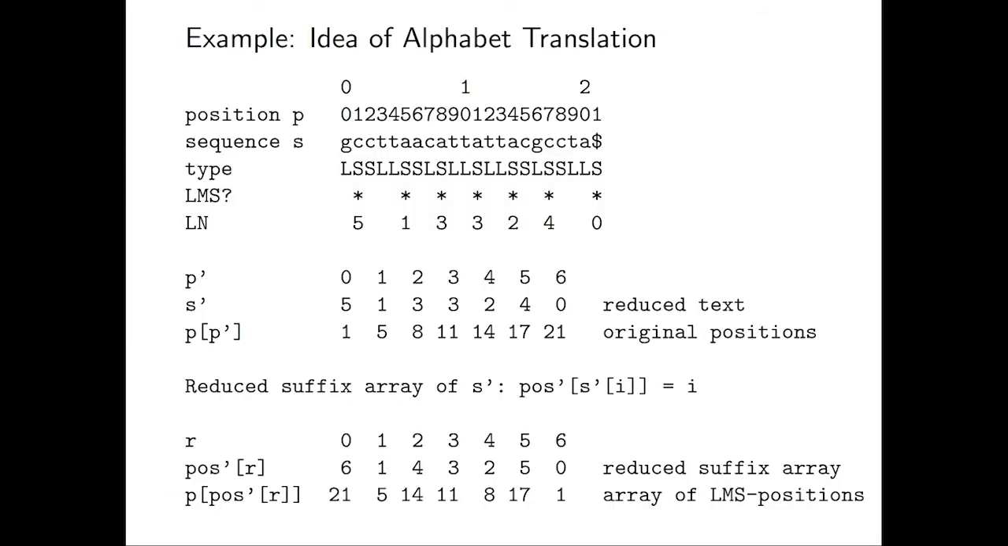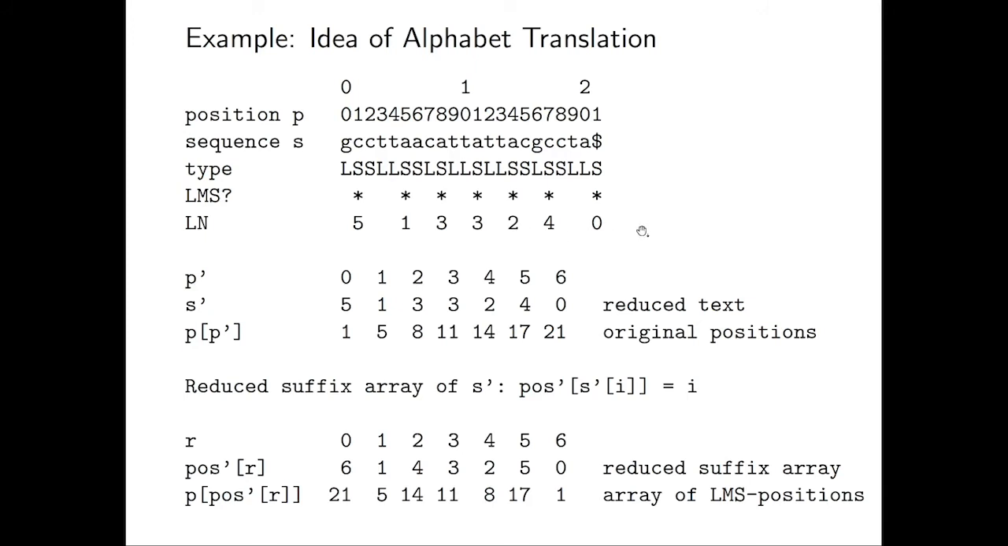Now let's see if I can make it more clear using an example. So consider a sequence S like this. Here P is just the position in the sequence, and this is the computed type array, and all the LMS positions are marked with a star. Now, as I said, the first 3 steps of phase 1 ensure that all the LMS substrings are sorted correctly lexicographically. So when we construct the lexicographic naming array, the corresponding symbols can be entered like this.